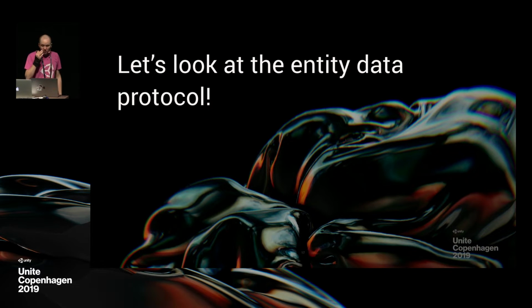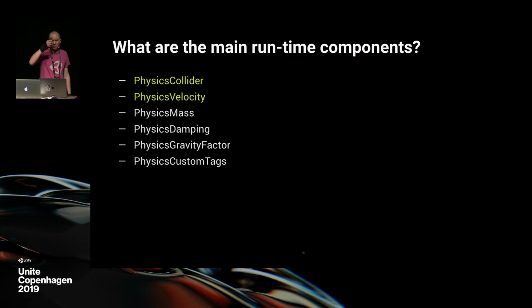So with that out of the way, I want to start by talking about the entity data protocol. So this is the physics runtime. So in the world of DOTS, compared to, let's say, MonoBehaviour, we have a lot more granularity in our component types because the idea is that you want to operate on the minimal set of data that you actually require in order to do some sort of operation. So we've really decomposed these aspects of physical bodies into a number of different components.